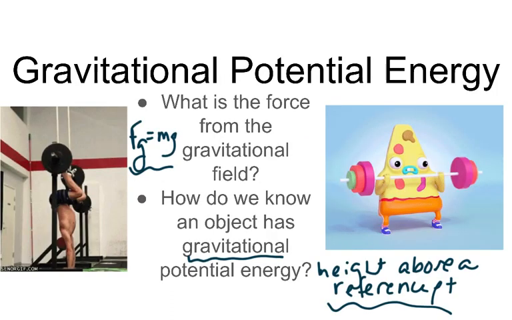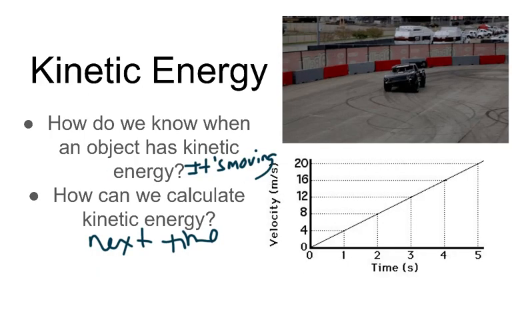Oh, I forgot to mention this one. It's going to be UG. This is how we represent gravitational potential energy. U for potential energy, G for gravitational. All right, kinetic energy, we're going to use KE. K for kinetic, E for energy.